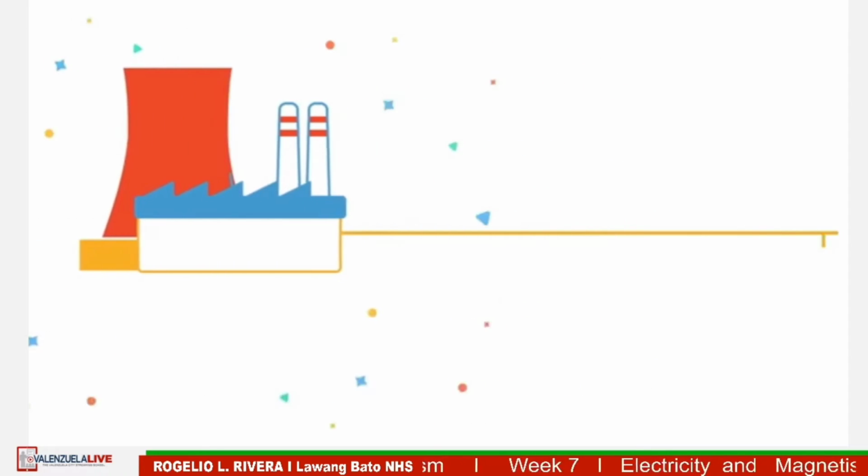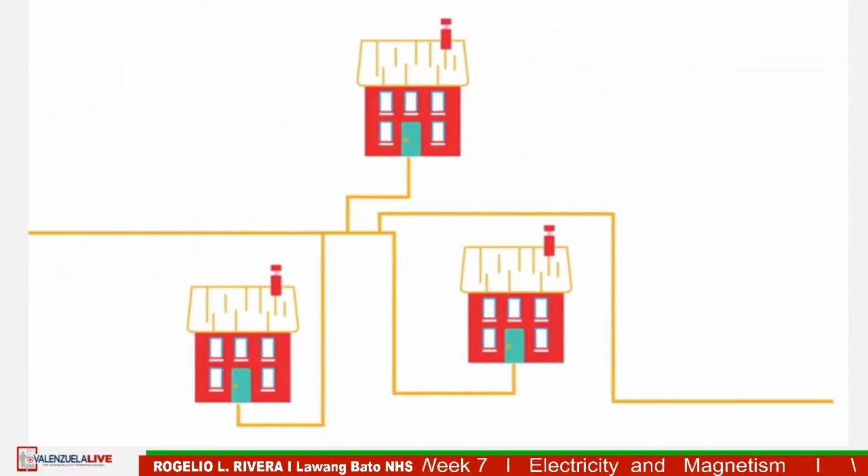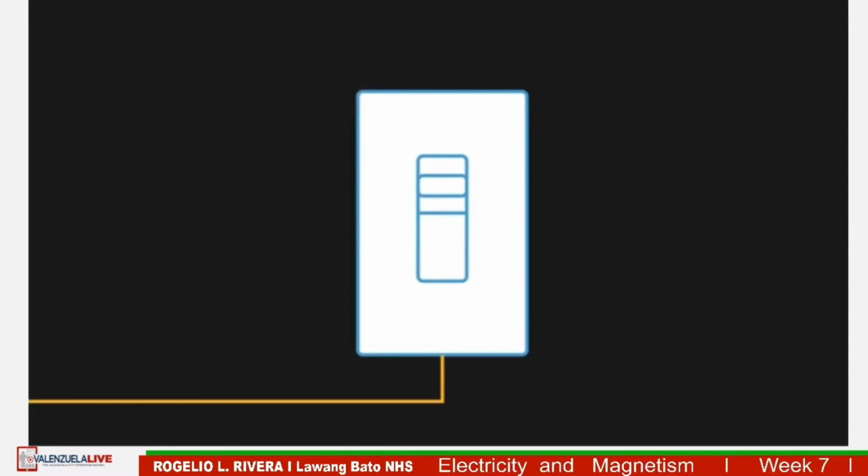So, now you know how electricity is generated and sent to our homes. It's not quite as simple as flicking a switch. Quite a lot of infrastructure is needed.